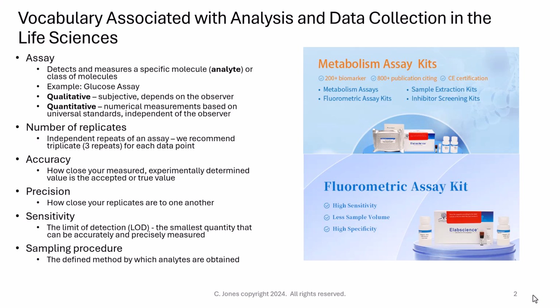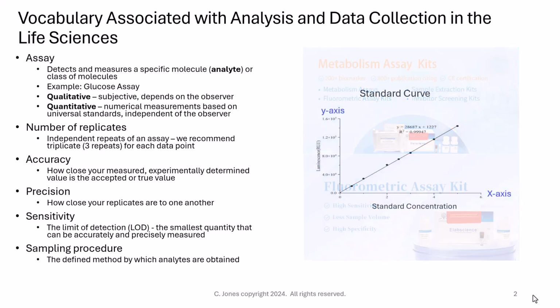Then over here, just at random, I like this picture. This is not an endorsement, but I saw this picture, metabolism assay kits, and it kind of has everything you need. Metabolism assays, fluorometric assays, which is a type of spectrophotometric assay, sample extraction kits, so how do we get the sample out of a material, and inhibitor kits. And then on the bottom, they're specifically advertising the fluorometric assay kit because fluorometric assays are much more sensitive. That is, we can detect much smaller amounts using a fluorometric assay than we can a spectrophotometric or UV assay.